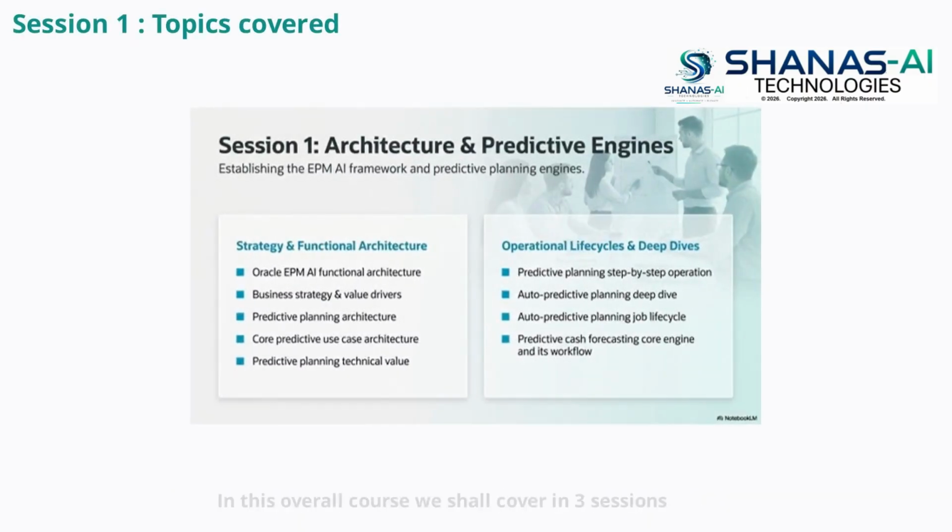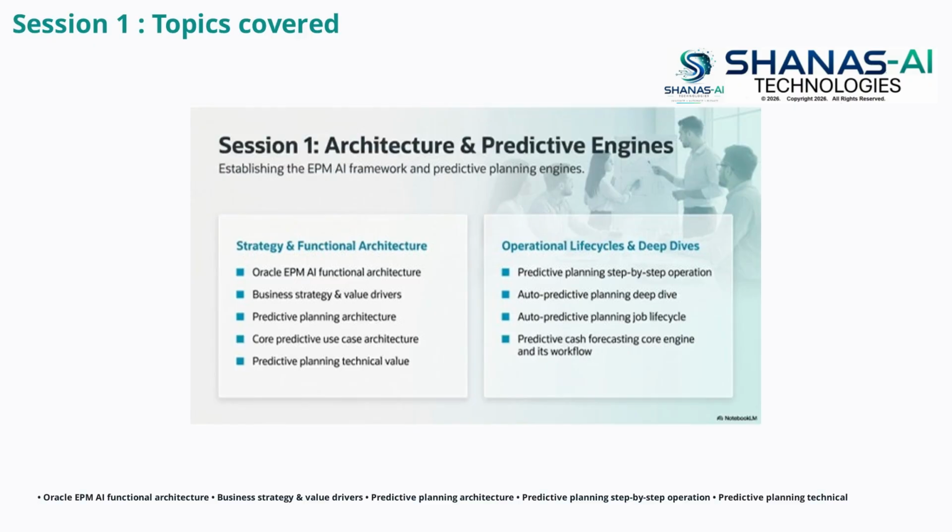In this overall course, we shall cover 3 sessions. In this session 1, we shall cover Oracle EPM AI functional architecture, business strategy and value drivers, predictive planning architecture, predictive planning step-by-step operation, predictive planning technical value, auto-predictive planning deep dive, auto-predictive planning job lifecycle, core predictive use case architecture, predictive cash forecasting core engine and its workflow.